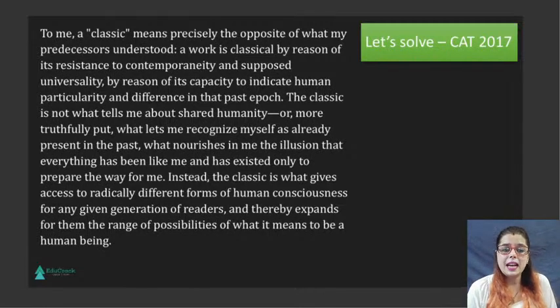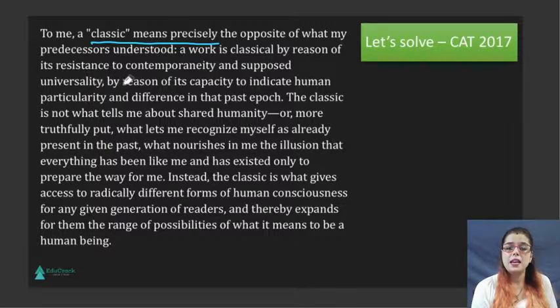To me, a classic means precisely the opposite of what my predecessors understood. Classic, what are we looking at? Who are predecessors? People who came before us. A work is classical by reason of its resistance to contemporaneity and supposed universality, by reason of its capacity to indicate human particularity and the difference in the past epoch.